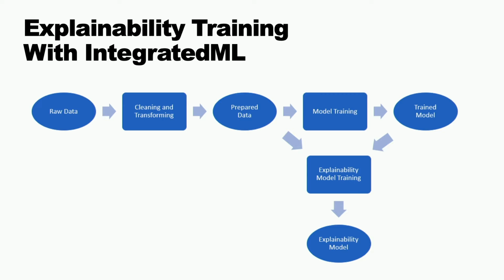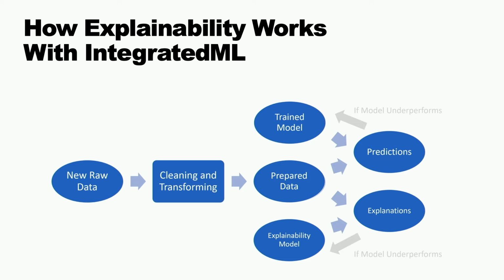So here's a flow chart of how the training part works. You take the raw data, you prepare it, or AutoML prepares it. It trains the model. It takes the trained model and the prepared data, and it trains an explainability model. That, of course, adds a little bit of extra time to the model training, which is why we are planning on having that be something that you can opt out of if you choose. But for the most part, we tend to assume that everybody would like to have explanations, so that's going to be the default. Eventually, you have the explainability model. Here's how it will work with integrated ML once it's been trained.